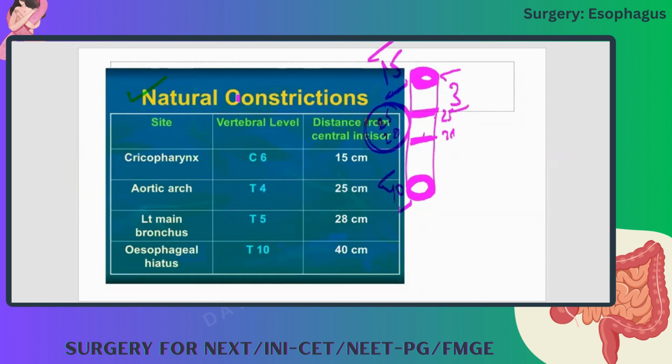The levels are not so important. It is C6, and you know that it is T10 in the lower part, and in between at T4 and T5. Is this clear?